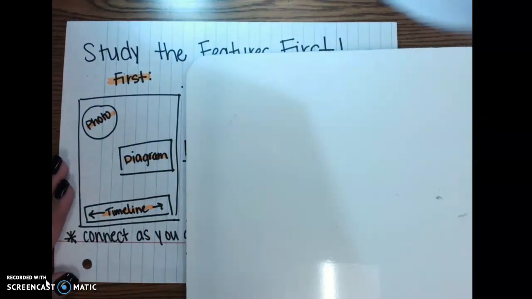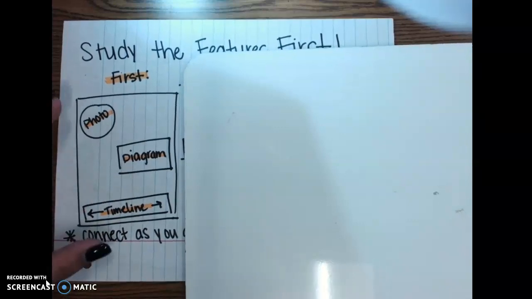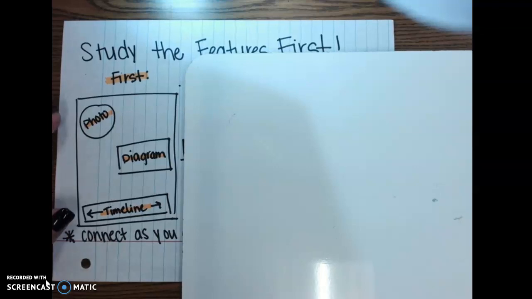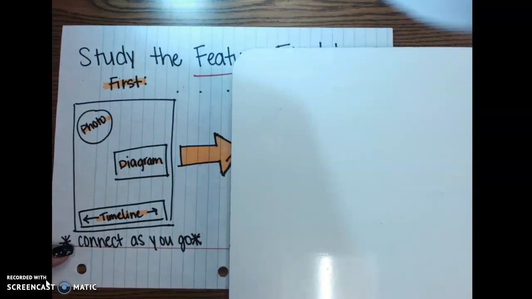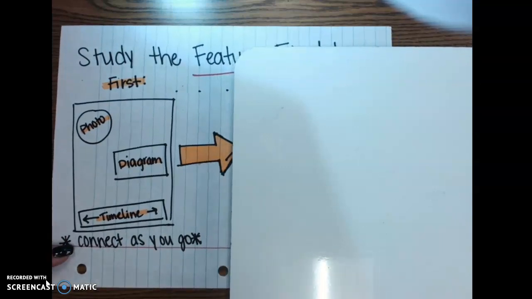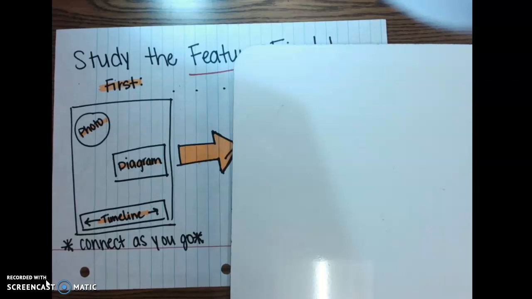So our first step in this strategy is to look at the photos, diagrams, maybe timelines, anything that is a visual in the text. I want you to connect as you go. As you're looking at those pictures, think about what they might be talking about or what information they are offering. It can sometimes be difficult to know where to look first, so this is where we want to look first.